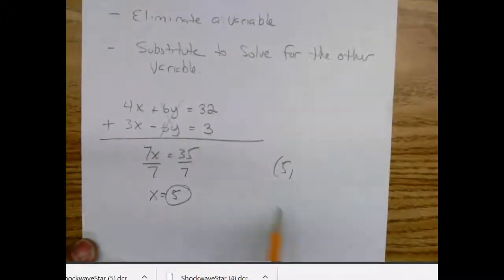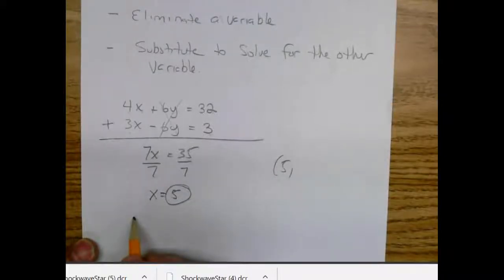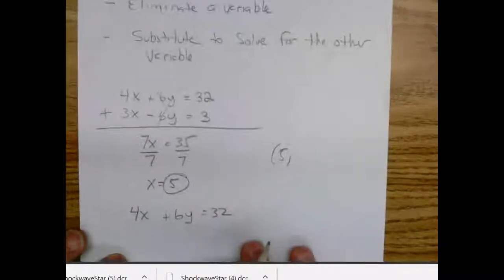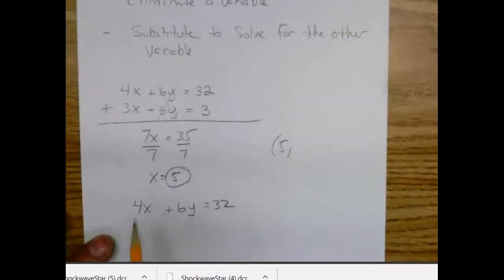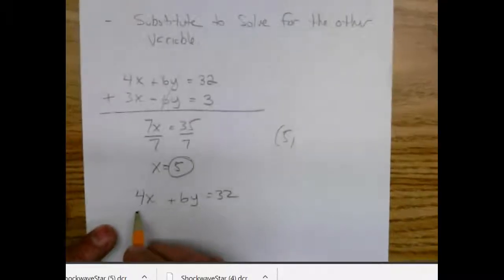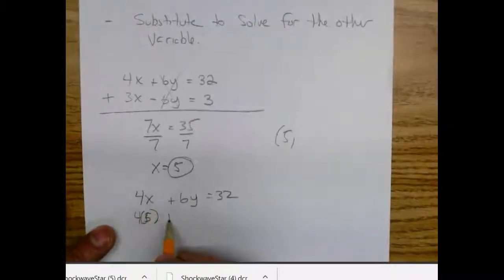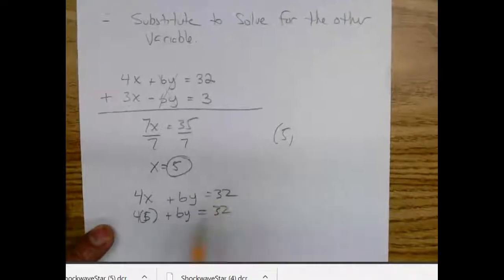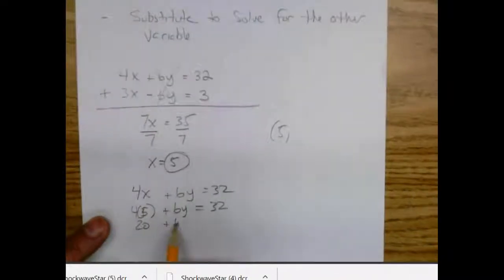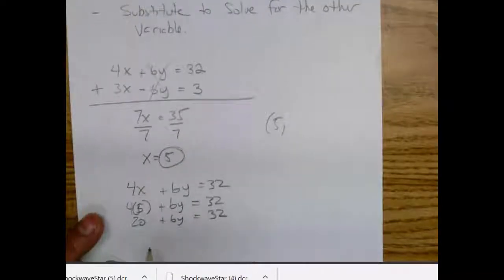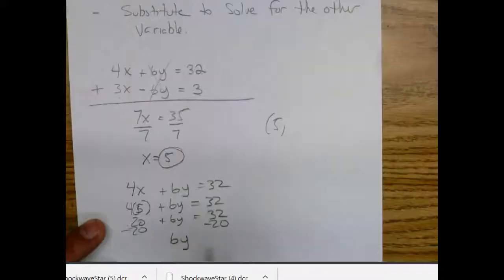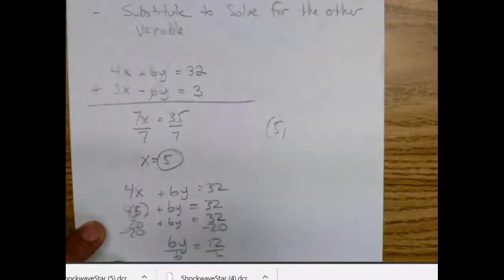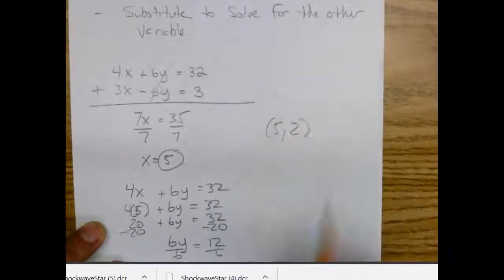Then we can come back and plug the answer in. So then we just choose, let's just go 4x plus 6y equals 32. Then we plug in our 5 for the x. So then we'll go 4 times 5 plus 6y equals 32. This is going to be 20 plus 6y equals 32. So then we're going to minus 20 from both sides, right? We're going to get 6y equals 12. Divide by 6, and y is 2. So then we have our other answer.